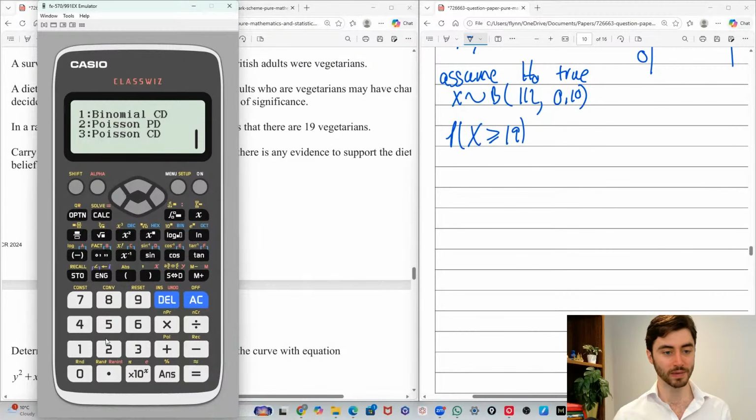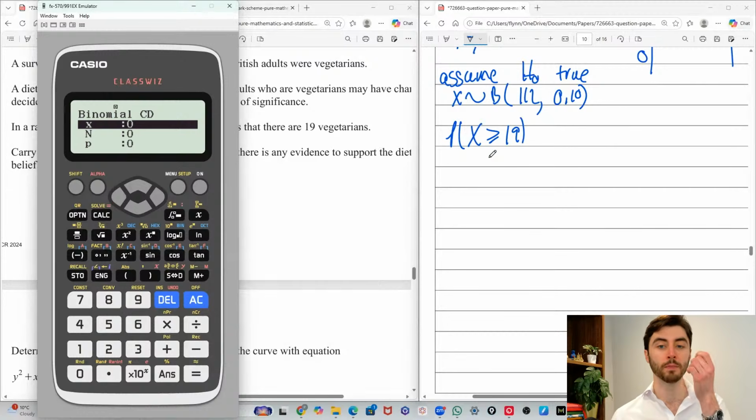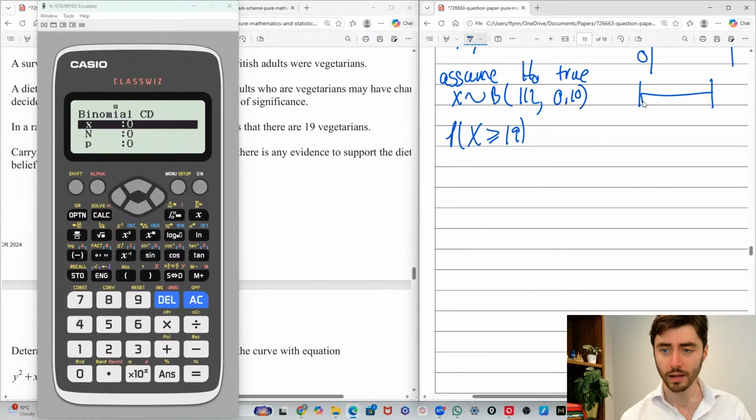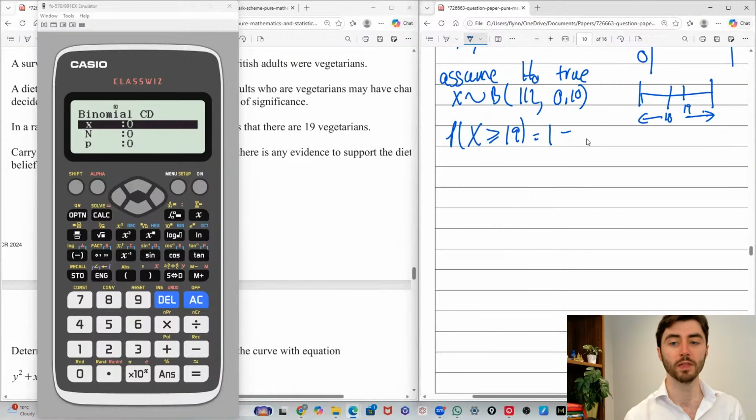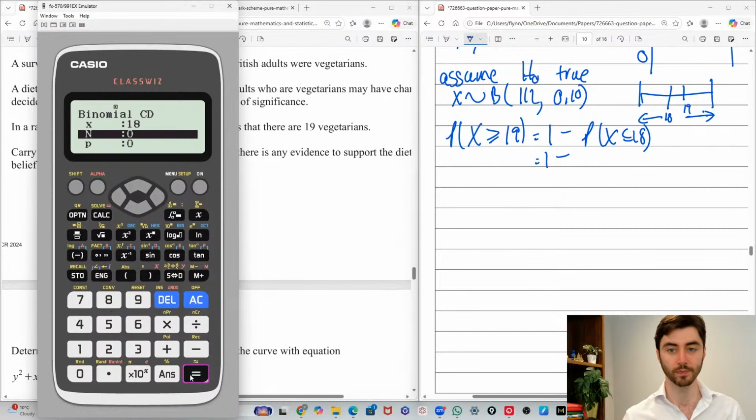But what is not going to best me is this. Because I know that probability of X being bigger than or equal to 19, and again, if I show you on a number line, if it's bigger than or equal to 19 included, then it's excluding 18 and below. And on your calculator, the CD only does the less than or equal to. So it's 1 minus the probability that X is less than or equal to 18. So it's 1 minus, and that is where I'm going to use the CD. So it's 112 on a probability of 0.1.